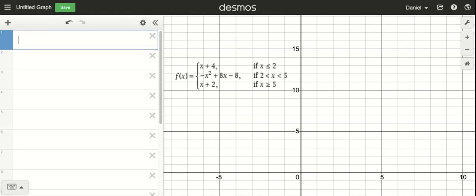Today I'm going to give you a quick tutorial on how to graph a piecewise function in Desmos. A piecewise function is a function whose output depends on a different expression or function rule for different values of the domain. In this case, for the function we can see on screen, if x is less than or equal to 2, then the output, f of x, will be x plus 4, whatever the input is plus 4.